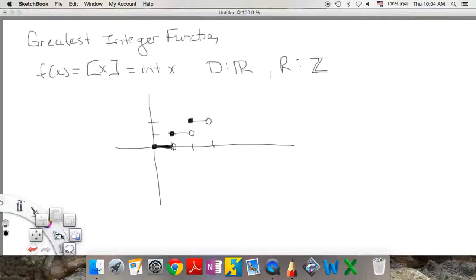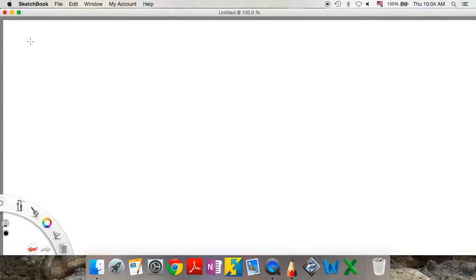Now another piecewise function is an absolute value function.